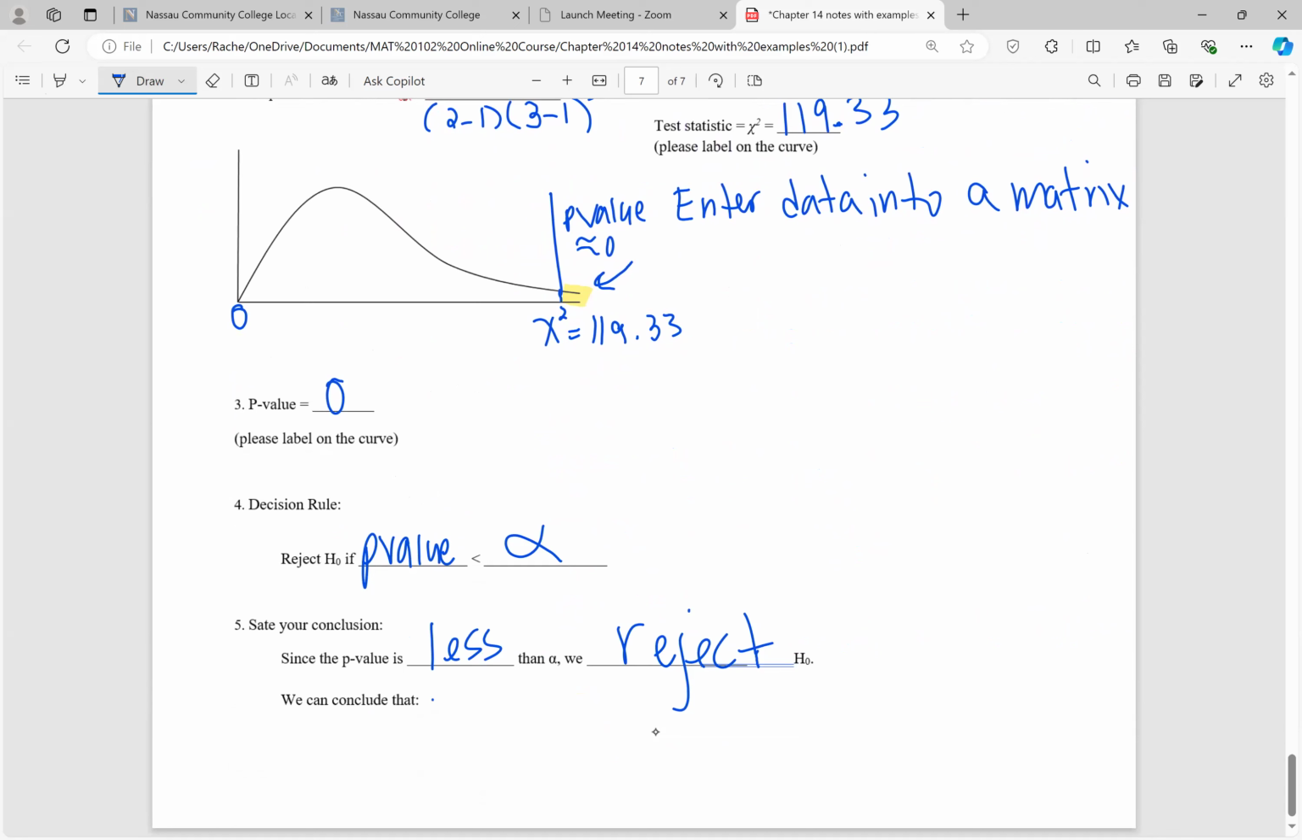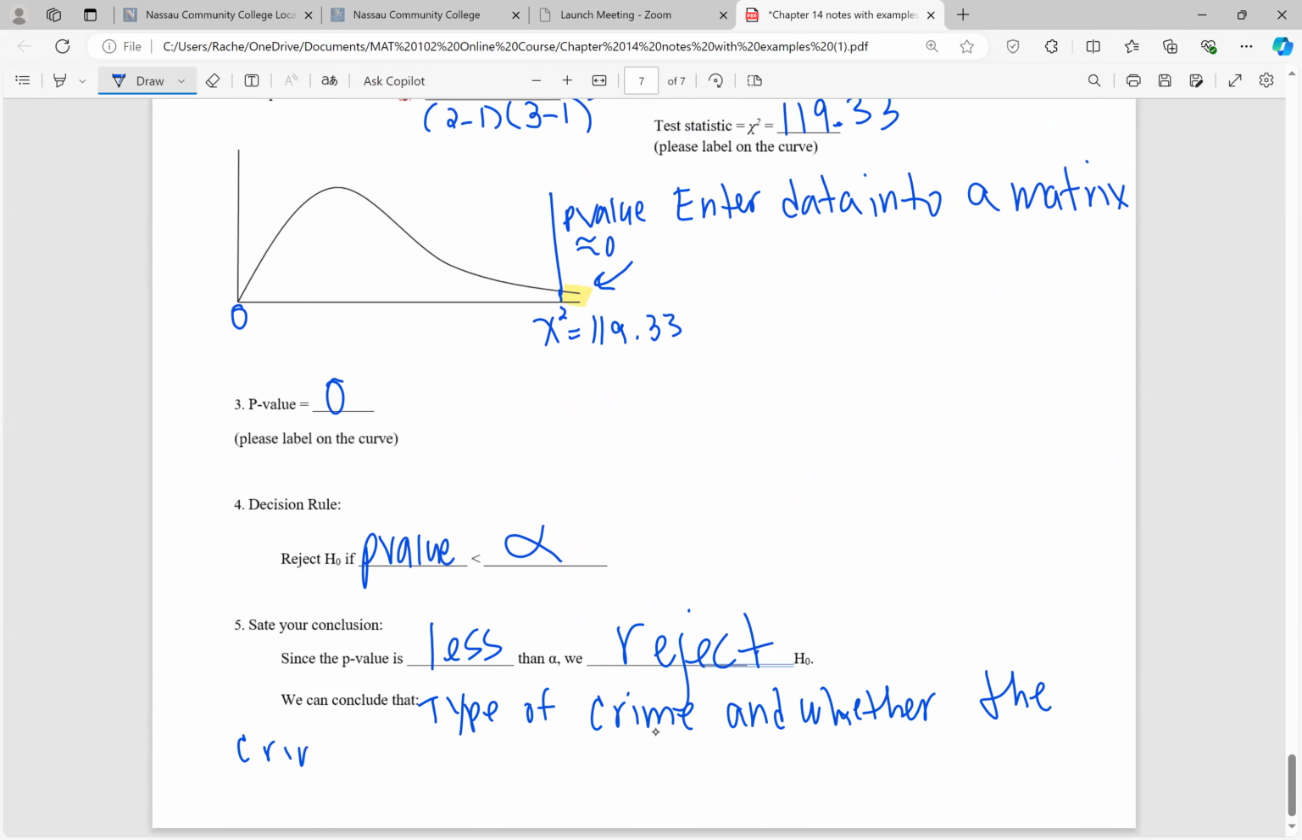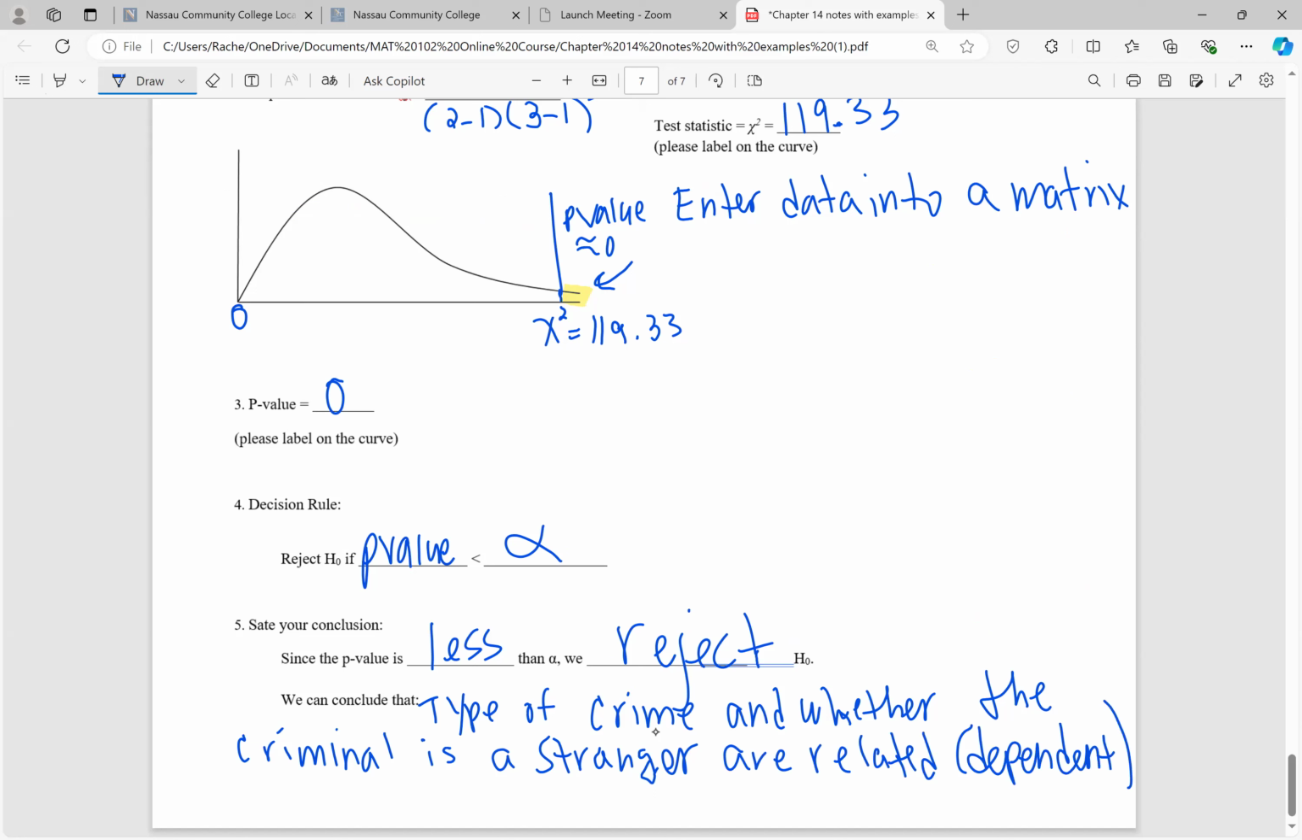So we can conclude that type of crime and whether the criminal is a stranger are related or dependent. Okay, so type of crime and whether the criminal is a stranger are in fact related. There is a dependency.